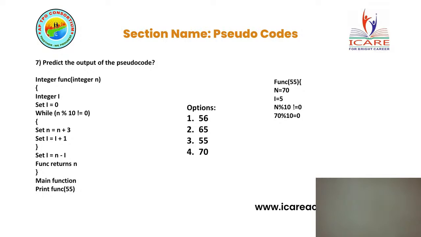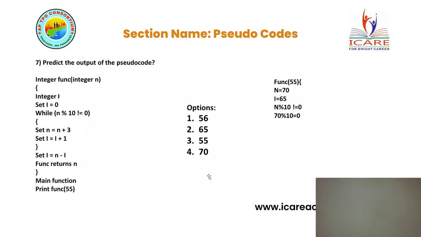So i is equal to n minus i. So 70 minus 5, the value is 65. In i, we are storing the value 65. After that, it returns n. Function C returns n. Here the function C is the function name, returning the n value.